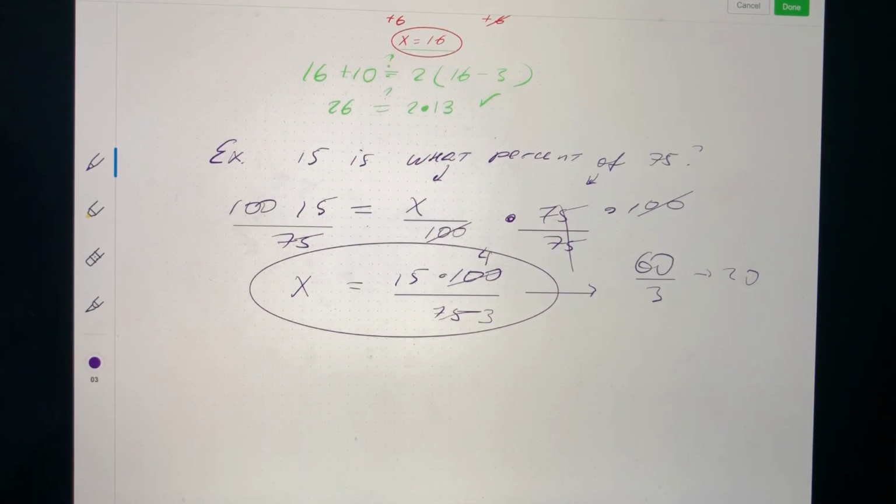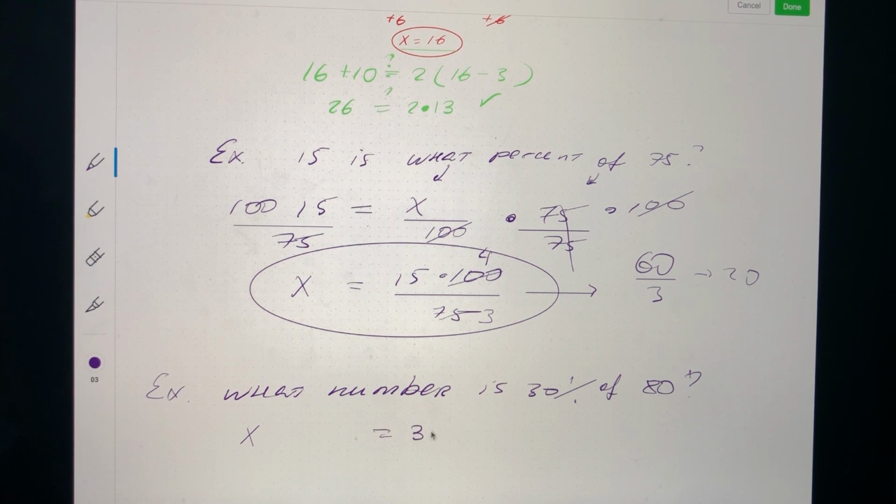And the last example is what number is 30% of 80? So what is the unknown? Is means equal, 30% means divide by 100, of means times 80. And this simply goes in the calculator, or we can reduce by 10, reduce by 10 again, and that leaves me with 3 times 8, which is 24, and that's the answer.